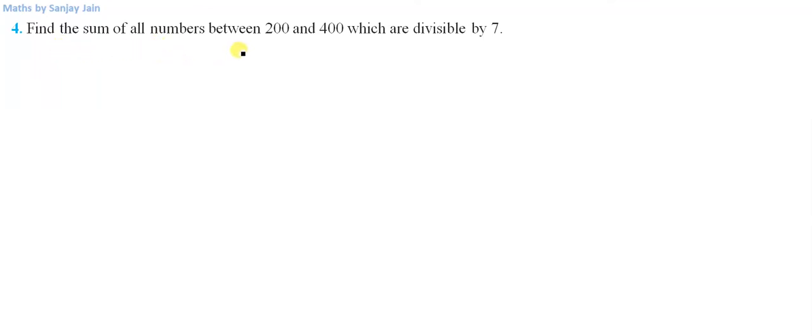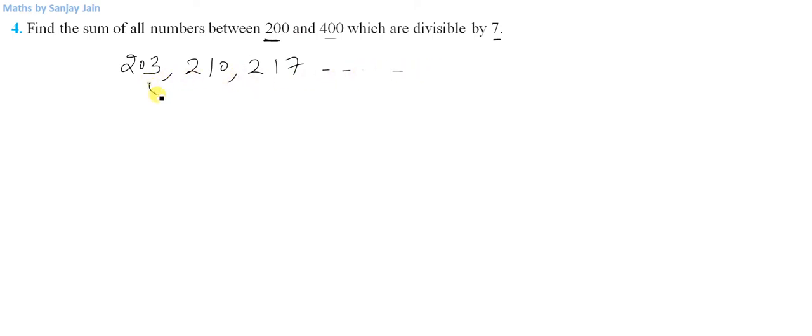Find the sum of all numbers between 200 and 400 which are divisible by 7. So what is the first number that is divisible by 7 between 400 and 200? It will be 203, right? After this it will be 210, 217 and so on, right?